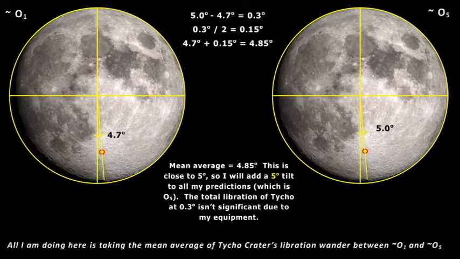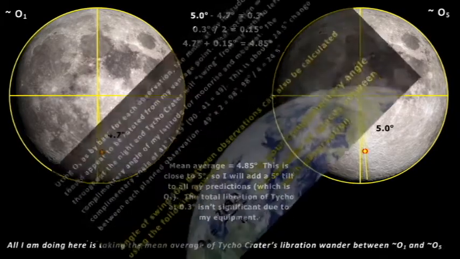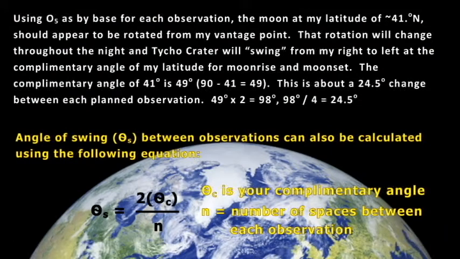The actual average is 4.85, but with the equipment I have and a leveling tripod, I'm not going to ever be that accurate, so a whole number degree is better, or half a degree might be as accurate as I can get, so I just rounded up to the 5. All right, so using 05 by base, I meant not by base. Sorry, I didn't catch that.